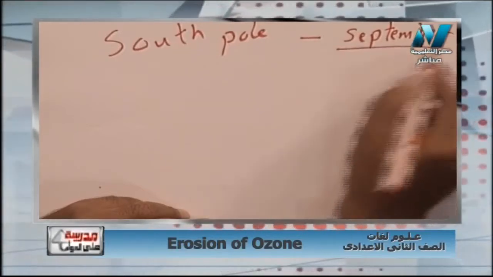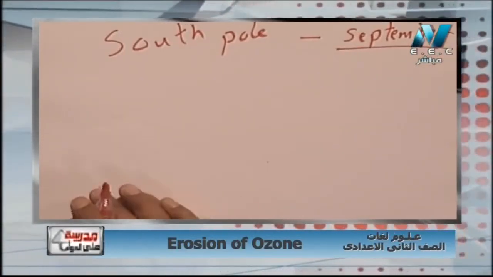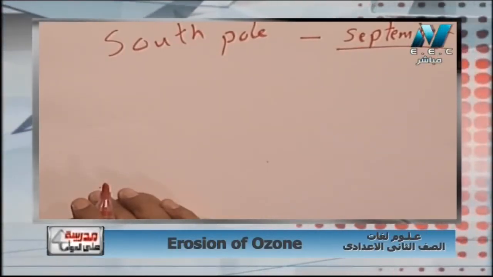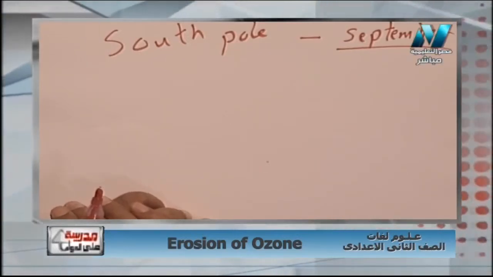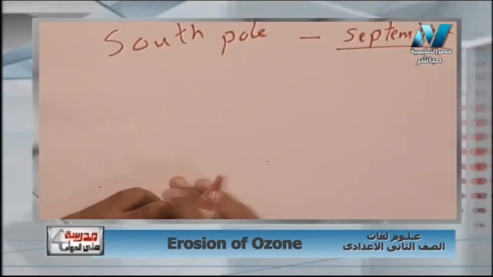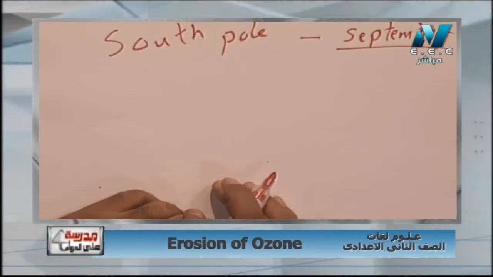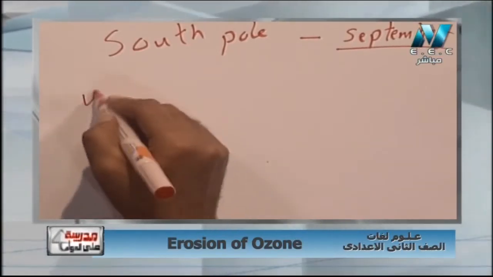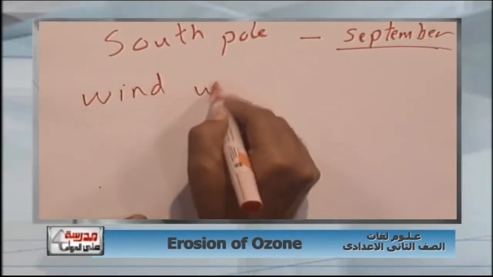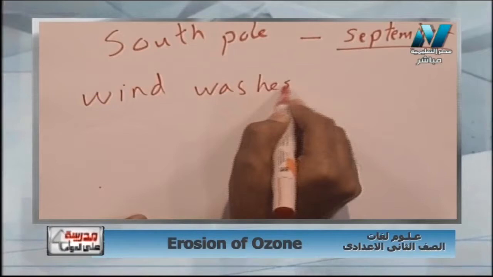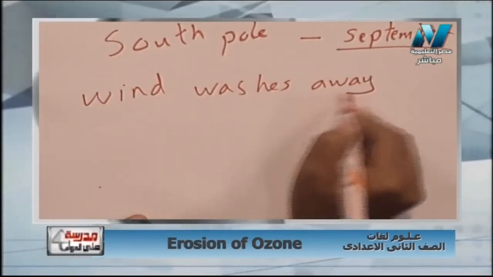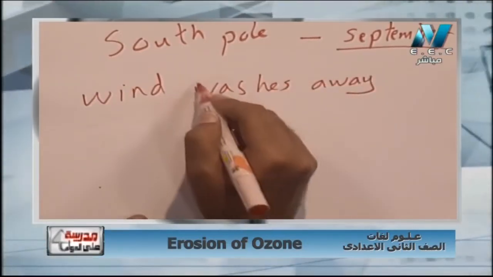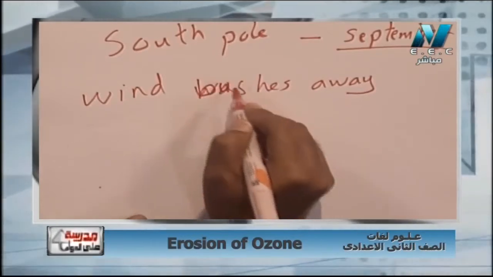Give reason why in September. Why is this ozone hole not increasing in August, in October, but only in September? Because in September the wind washes away or pushes away what? Sorry.